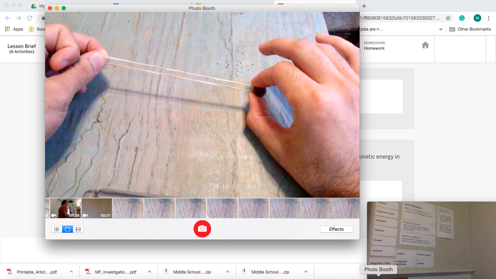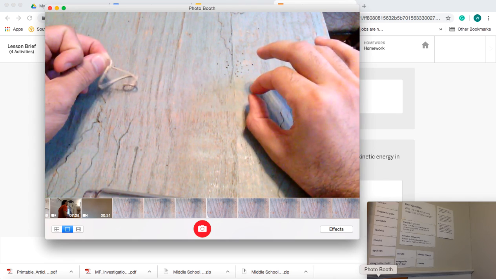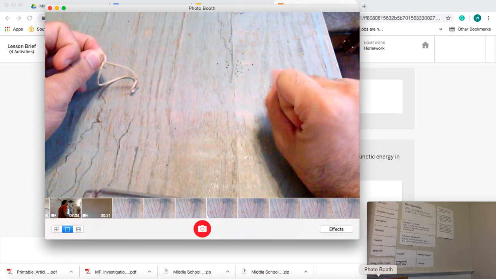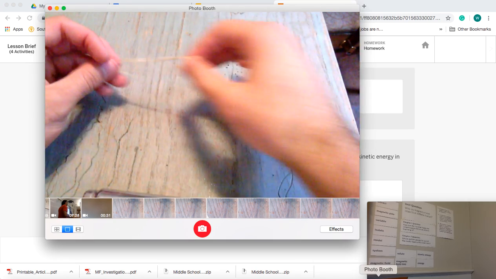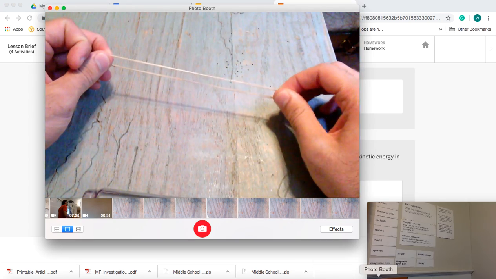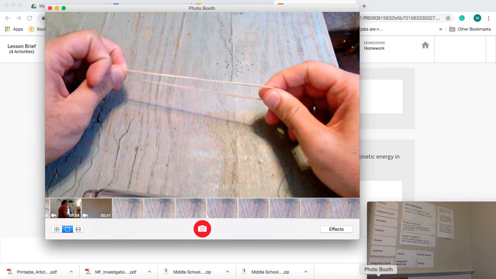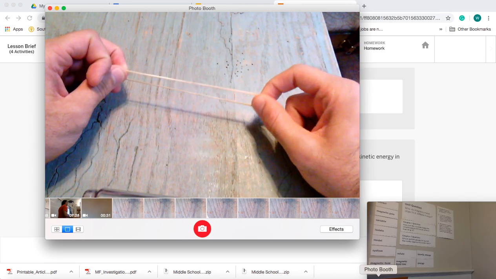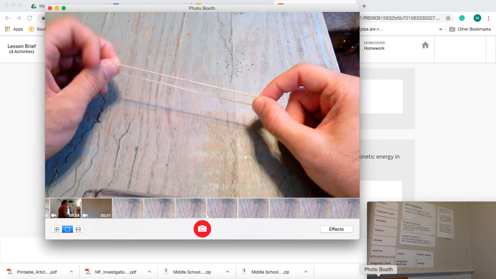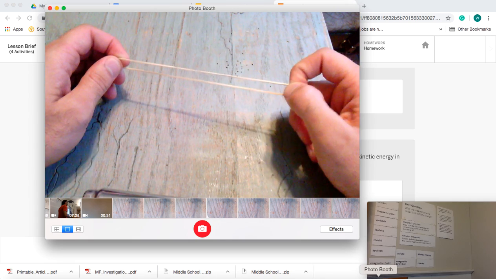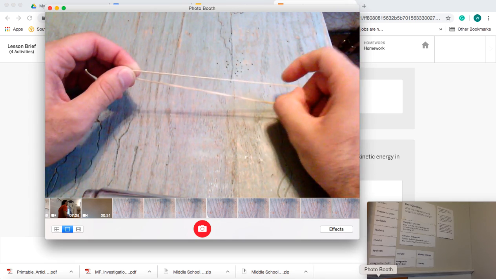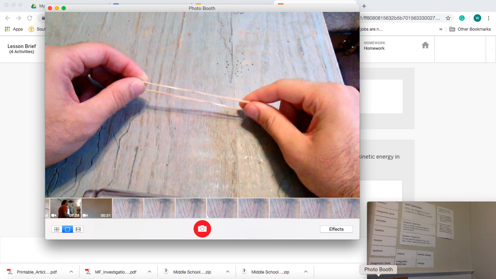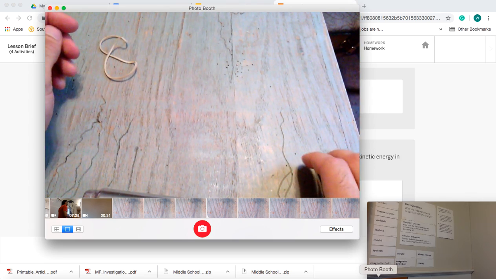And when I let go, it shot forward. So what happened with potential energy is when you let go, it turned into kinetic. So what are my two parts of the system here? One part is my pom-pom ball. The other one is my rubber band. And what happened is the force of my rubber band caused the potential energy of the pom-pom ball to turn into kinetic. I'm going to show you another example.